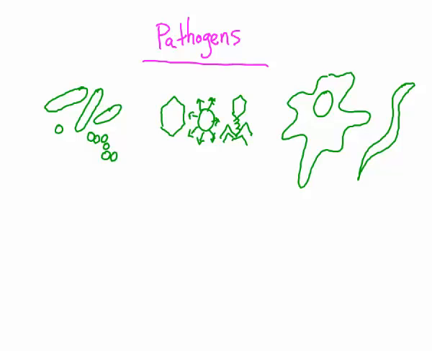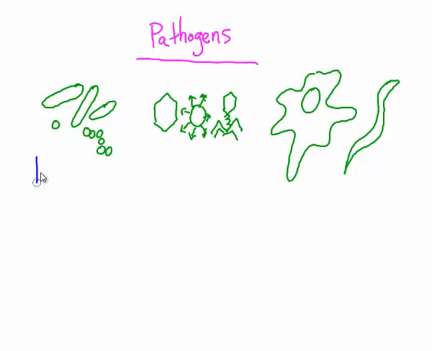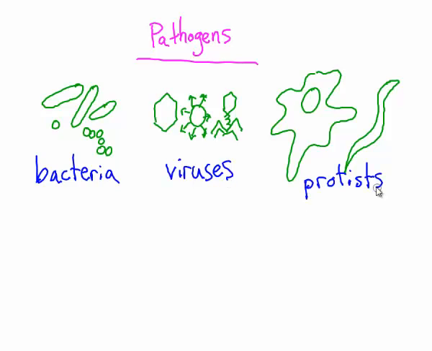Some typical common pathogens: we have bacteria, viruses, and eukaryotic protozoans like amoebas, trypanosomes. All of these microbes are typical invaders that try to enter into an organism's body and cause disease.